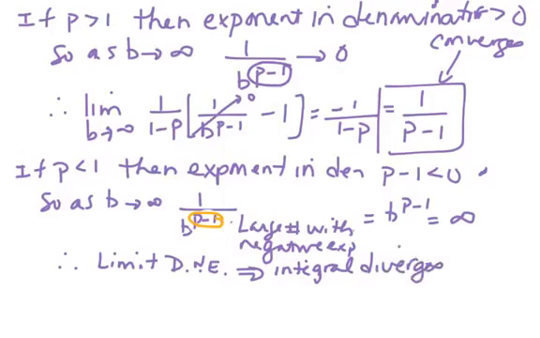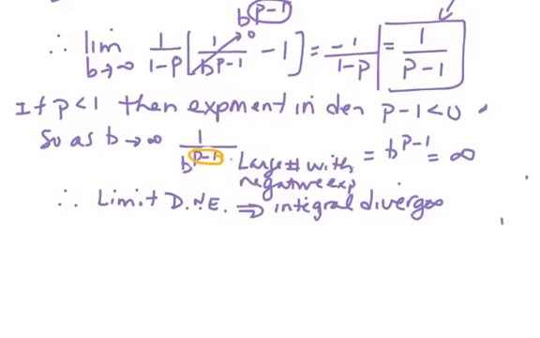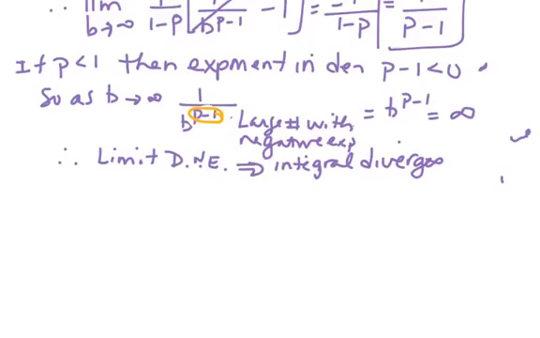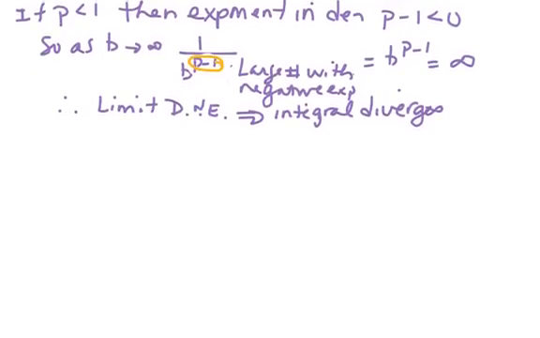So as p gets bigger, the graph seems to get closer to 0, but the term 1 over p minus 1 goes to 0, and b to the p minus 1 outgrows it. Okay, so that's your second case. Let's look at our third case. What happens if p is equal to 1?